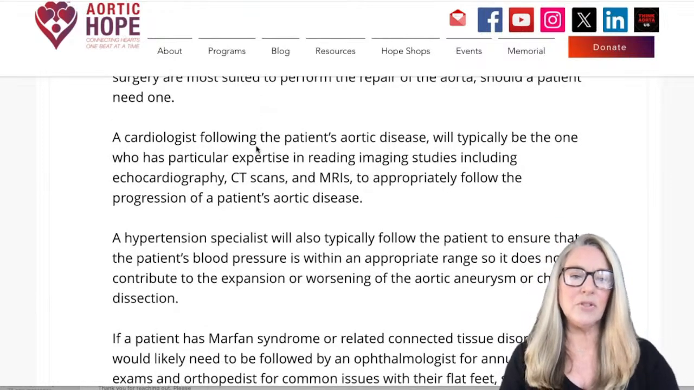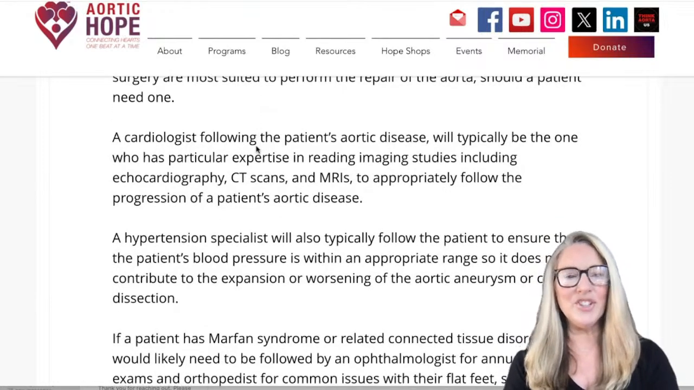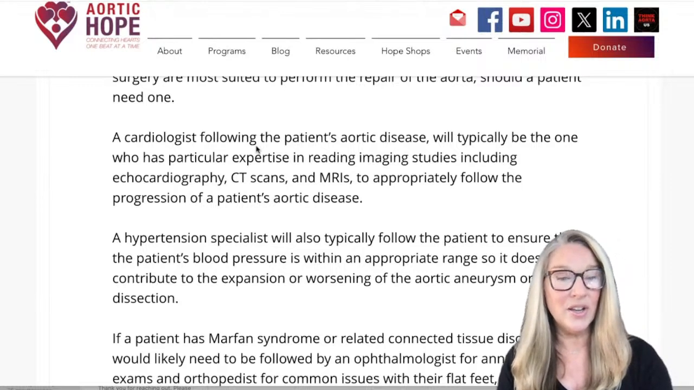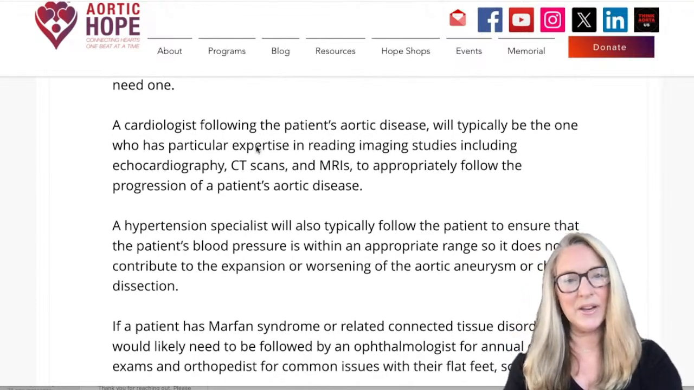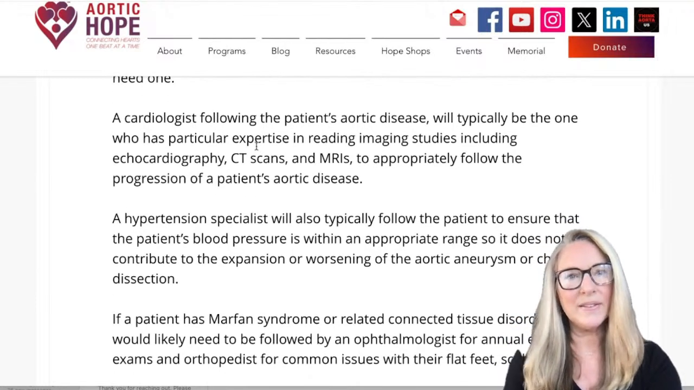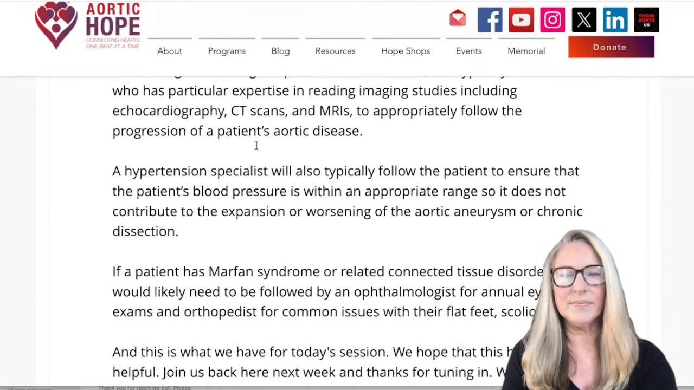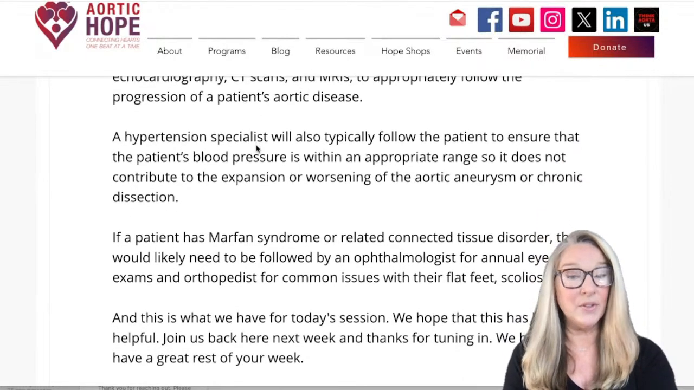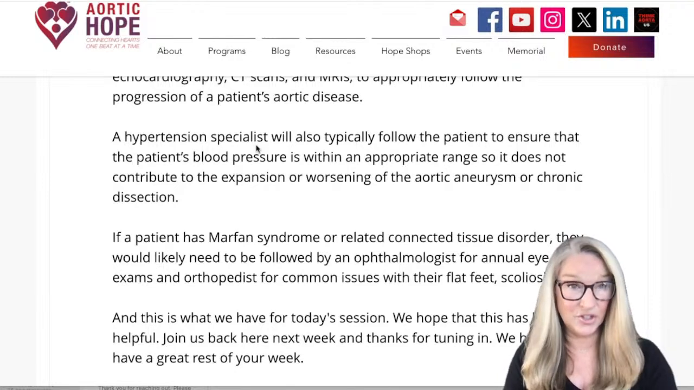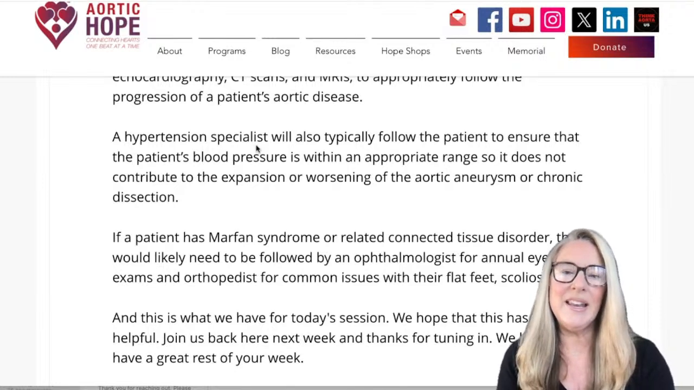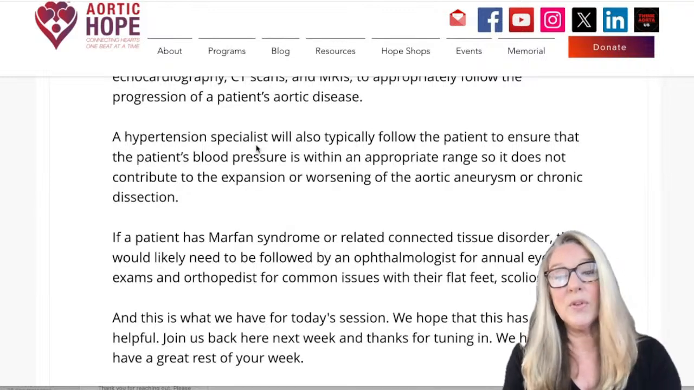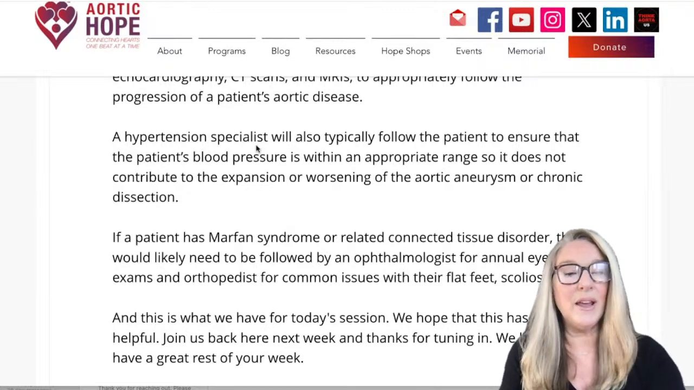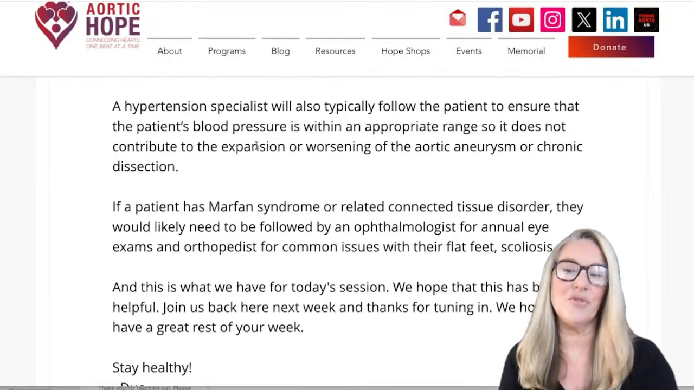A hypertension specialist will also typically follow the patient to ensure the patient's blood pressure is within an appropriate range, so it does not contribute to the expansion or worsening of the aortic aneurysm or chronic dissection. If a patient has Marfan syndrome or related connective tissue disorder, they would likely need to be followed by an ophthalmologist for annual eye exams, and an orthopedist for common issues with their flat feet, scoliosis, etc.